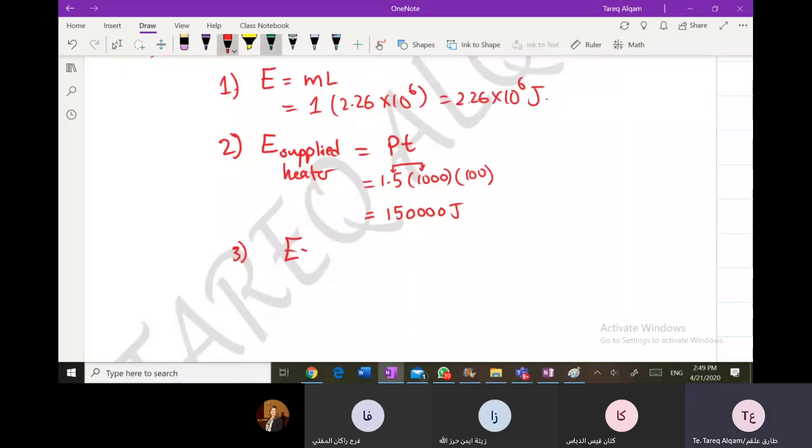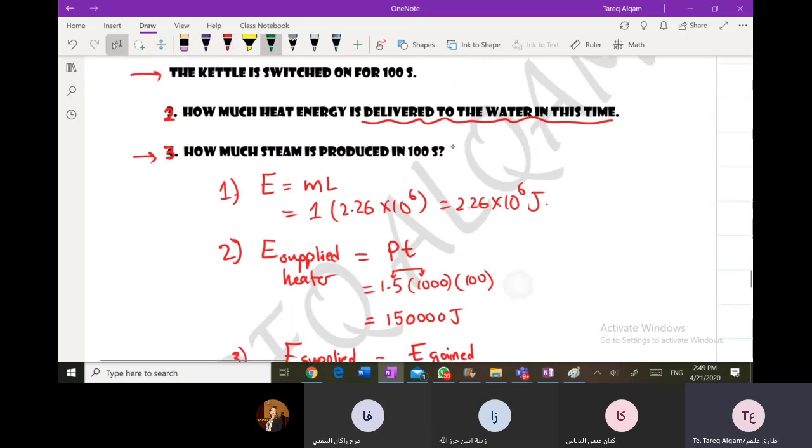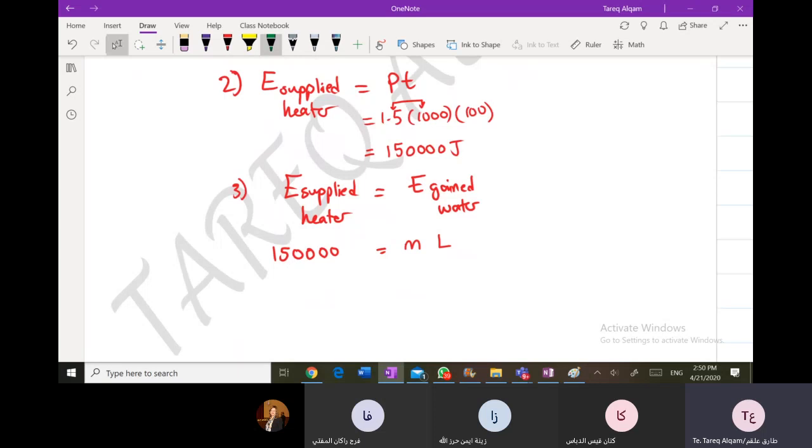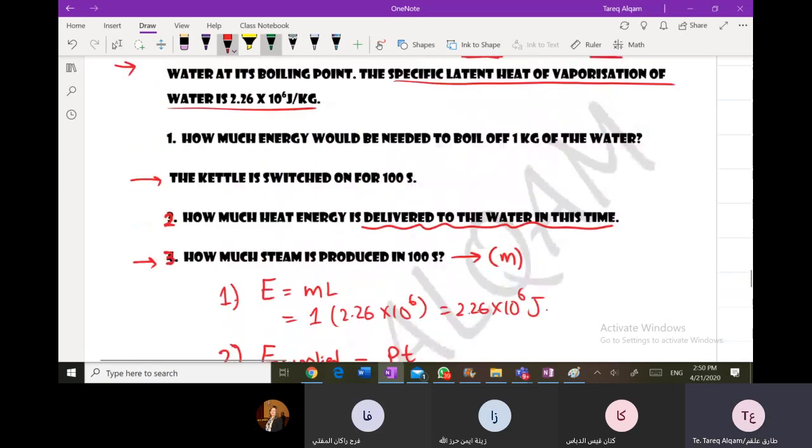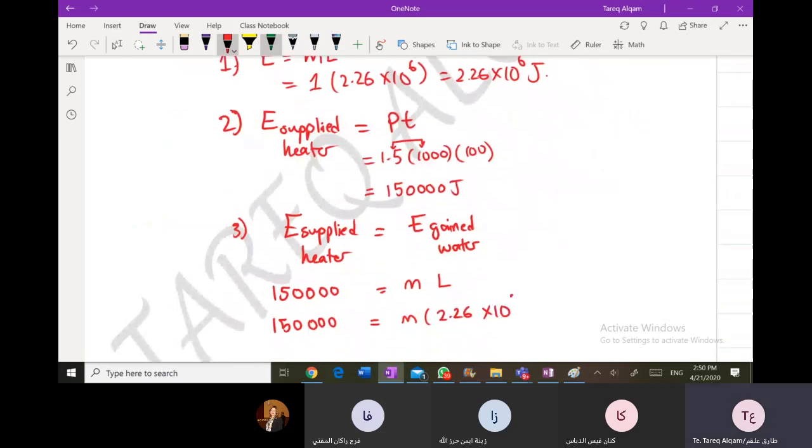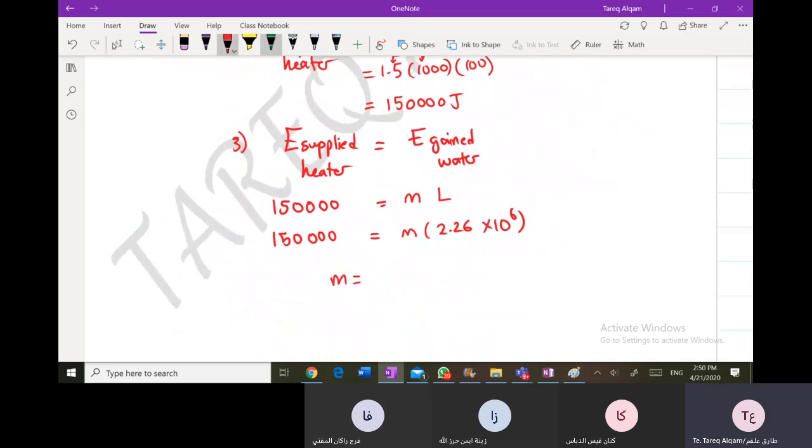And how much steam is produced? Here, guys, the energy supplied by the heater is ideally equivalent to the energy gained by the water. This amount of energy is 150,000. The energy gained by the water is mL. We are asked about m, guys. This question asks us about the mass, or how much steam is produced. This means the amount of mass that will be converted from liquid to gas. 150,000 equals the mass that we are asked to find times the specific latent heat, 2.26 times 10 to the power 6. Please, guys, if you have any question, or if anything is not understood, please slow me down.